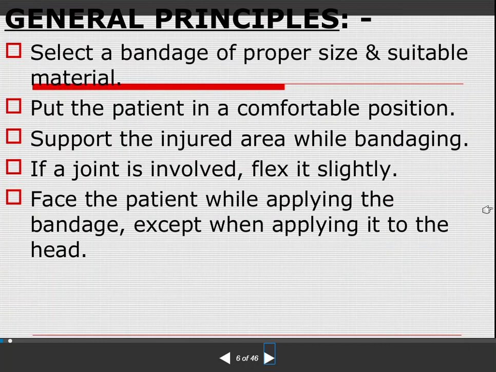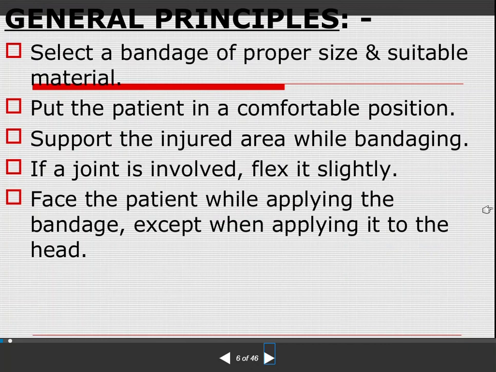If a joint is involved, means we are bandaging or dressing any joints like knee joints or elbow joints, then it must be slightly flexed. Means if it is straight by the patient, then there is a stretching of the bandage. So if a joint is involved, then flex the joint.